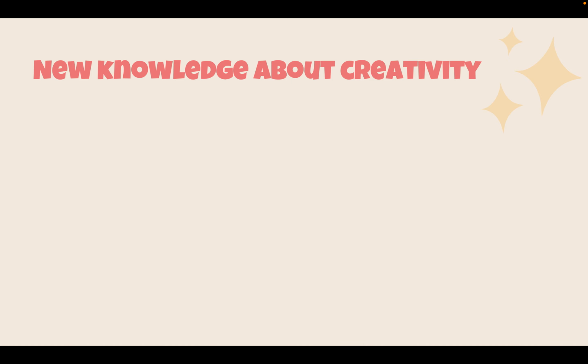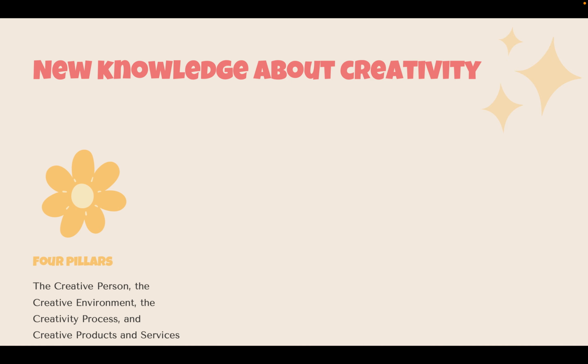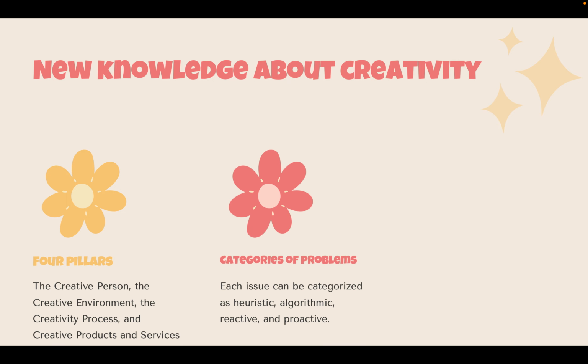Through this module, I have learned a few new things about creativity. To start, we learned in the Evaluating Your Creativity by Professor Diaso that there are 4 pillars of creativity. These include the creative person, creative environment, creative process, and creative products and services. I also learned that there are 2 categories of problems. These can be categorized as heuristic or algorithmic, and have subcategories of reactive and proactive.